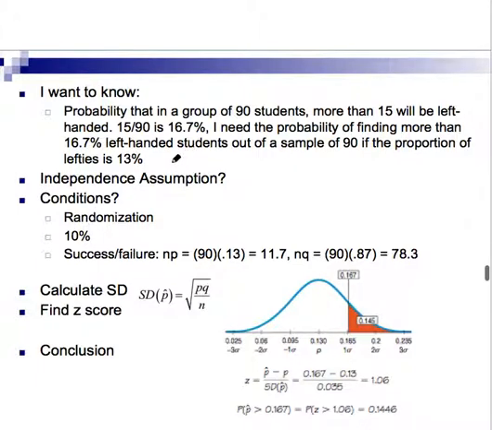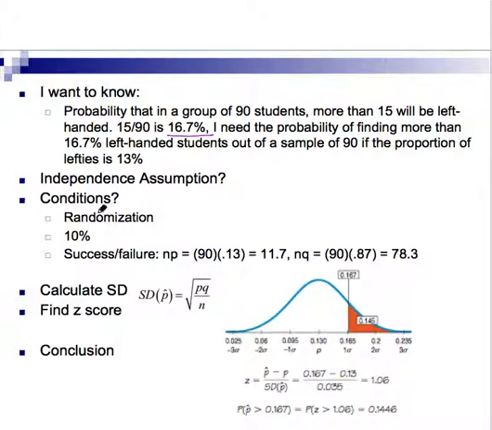So let's find out what the percentage is there. 15 out of 90 is 16.7%. And I need the probability of finding more than 16.7% left-handed students out of my 90 if the proportion of lefties is 13%. The 16.7 came from wanting the probability that more than 15 will be left-handed in the group. So independence, is that met? Is one independent from the other? Well, yes, it is, so I don't need to worry about that. Being left-handed is independent, so that's not an issue there.